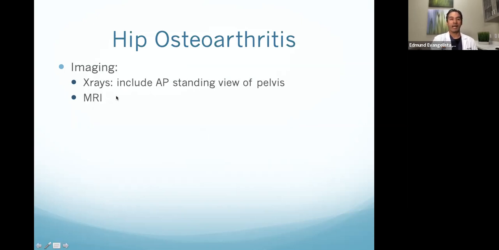Imaging studies, x-rays, we can see joint space narrowing and bone spurs on x-rays. So that's pretty diagnostic of hip arthritis. MRI can show you the earlier stages of hip arthritis where x-rays may be fairly normal. There's still a nice joint space, but we can see wear down of the cartilage on MRI at the earlier stages.